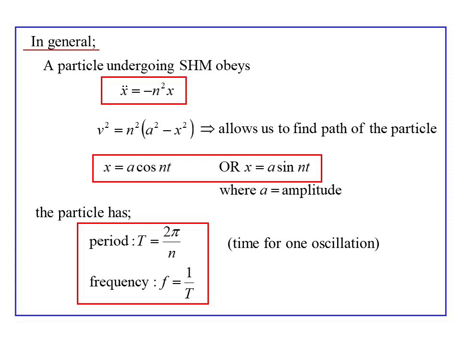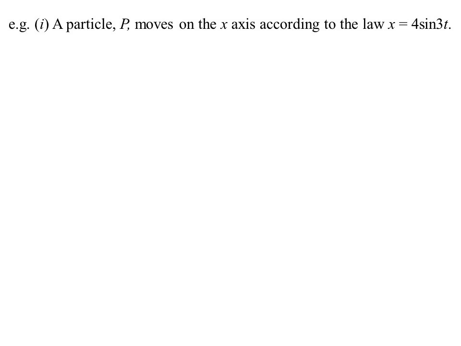So backwards and forwards, one oscillation. Whereas frequency is the number of oscillations you would have in a particular time period, whatever units you're using. We're usually using seconds, but it could be any time unit that we're using for our problem. Okay, let's look at some questions then.